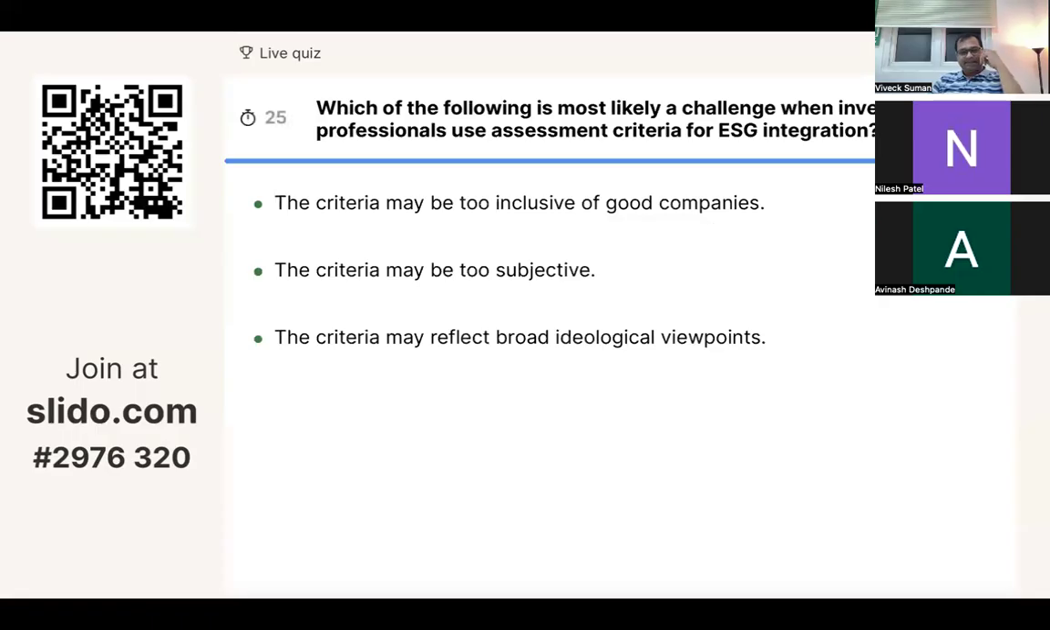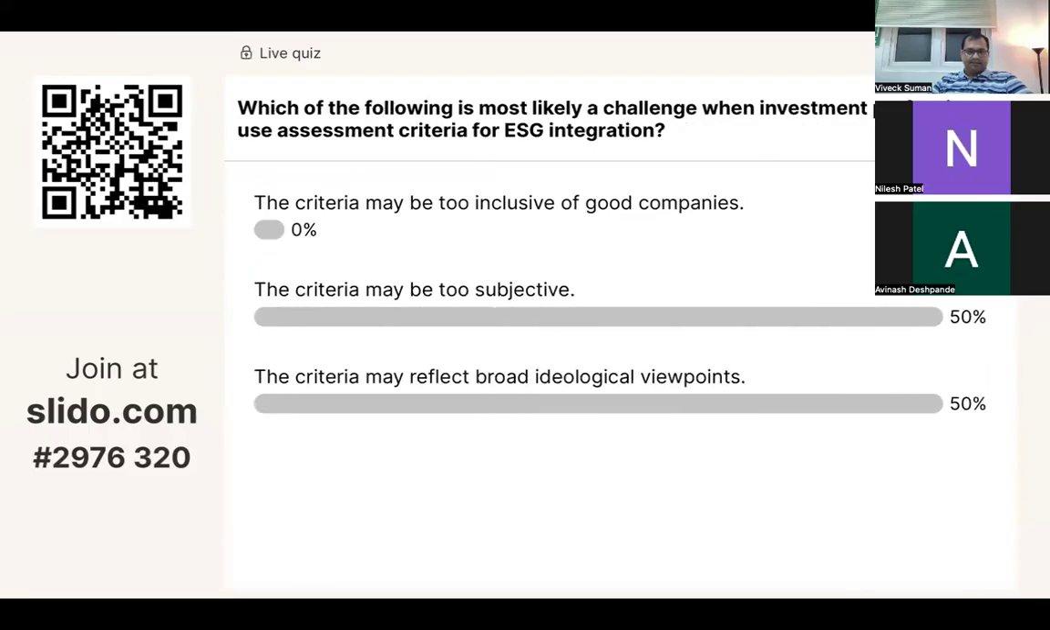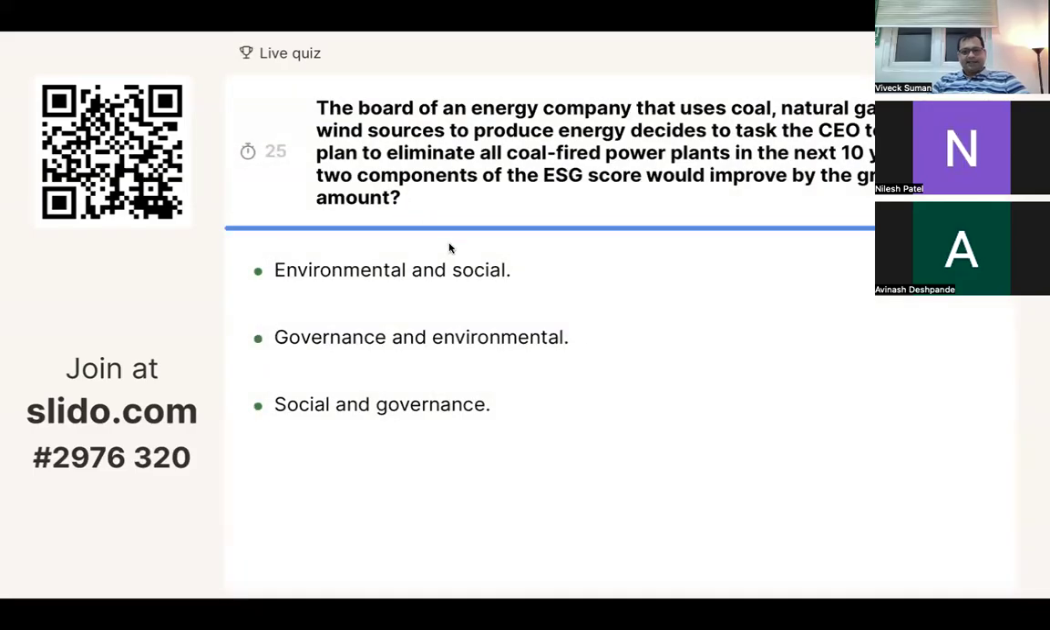Next question, please. Which of the following is most likely a challenge when investment professionals use assessment criteria for ESG integration? The criteria may be too inclusive of good companies. The criteria may be too subjective. The criteria may reflect broad ideological viewpoints. The criteria may be too subjective, that's right. Avinash, next question.